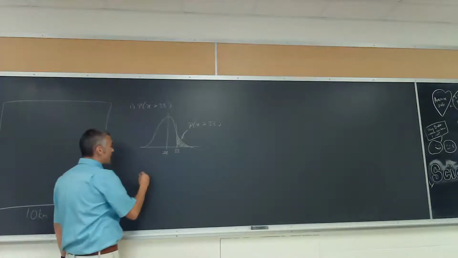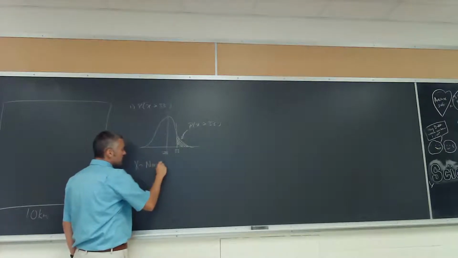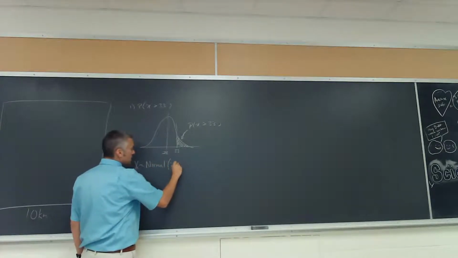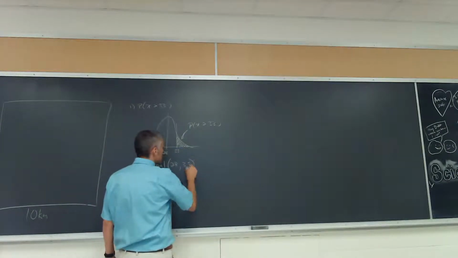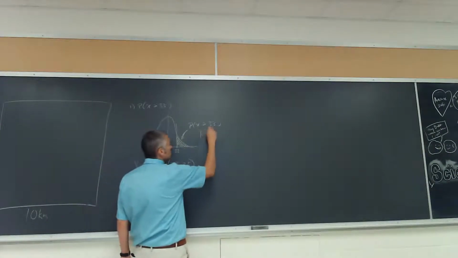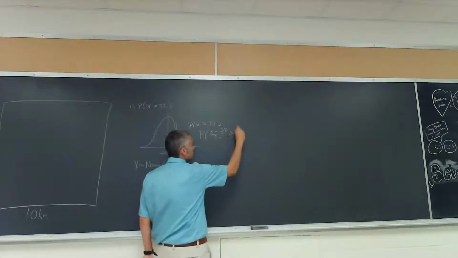Well, we have our x population is a normal curve, mean of 28, standard deviation of 3.5. So what we're going to have to do is subtract our mean and divide by our standard deviation.